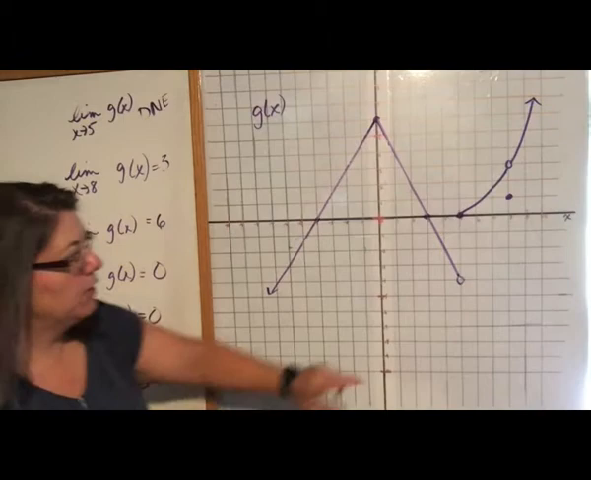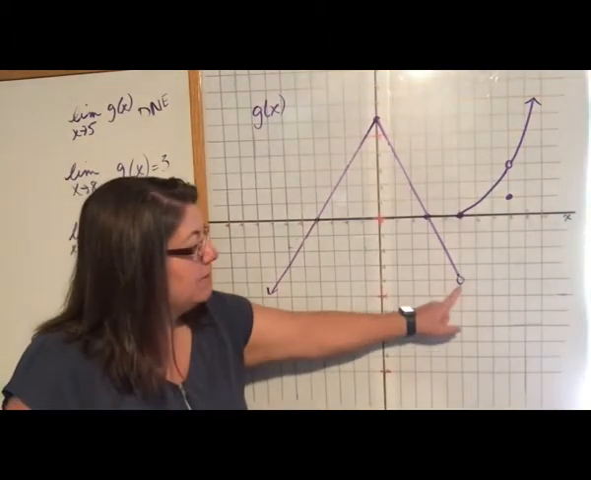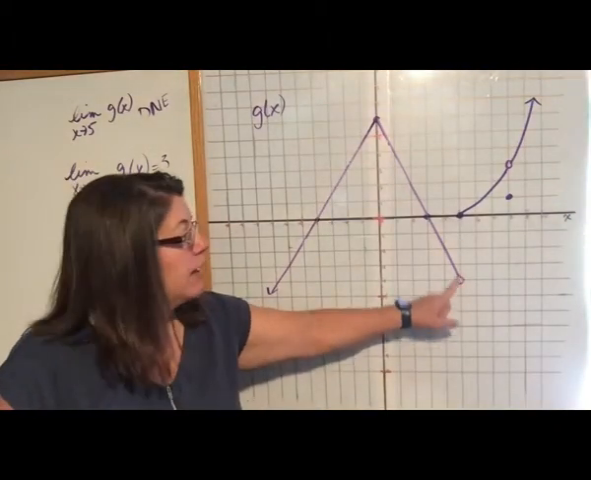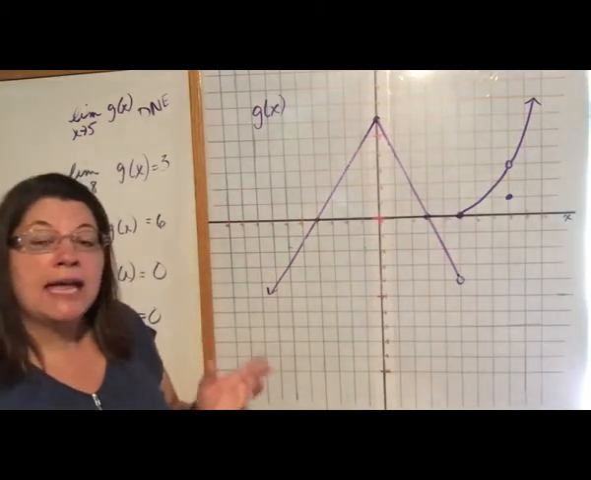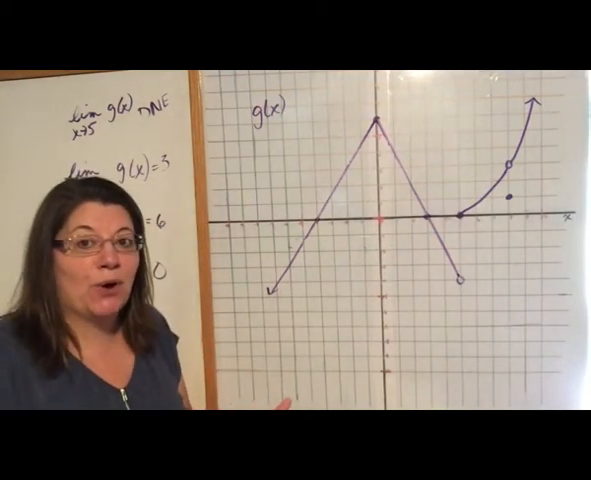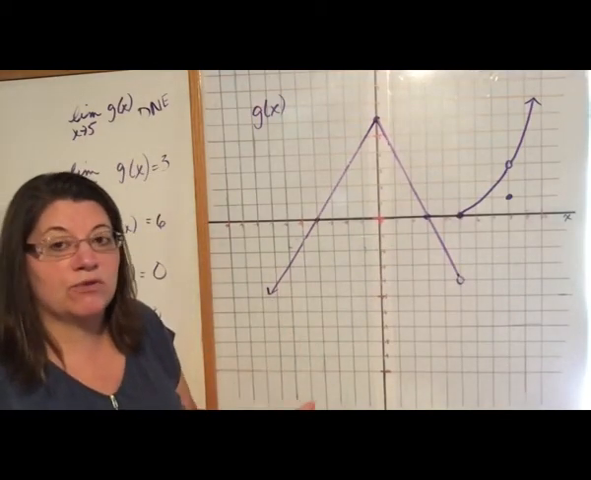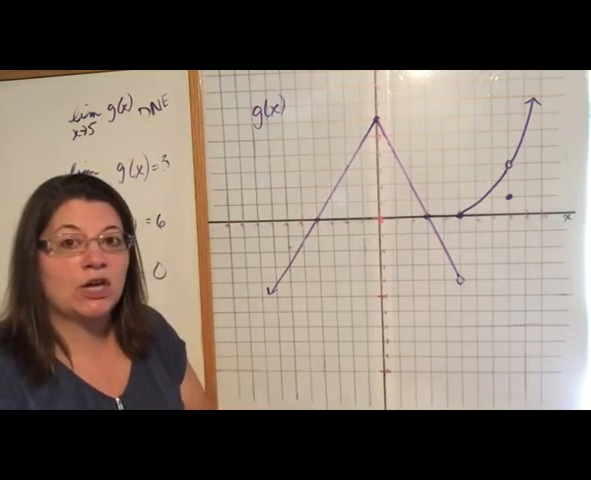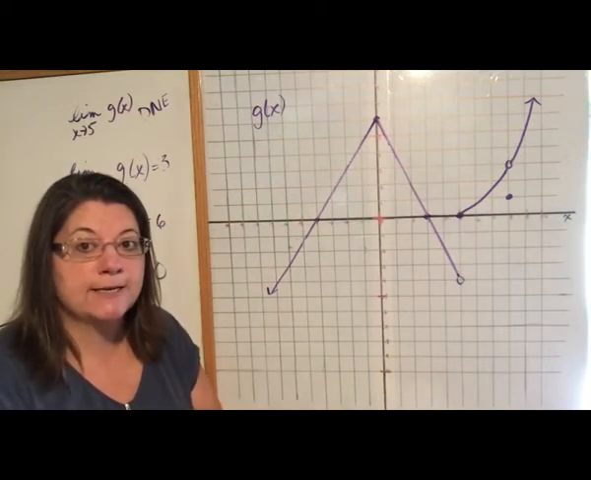I could see people accidentally putting -4. So be very careful there. It's where the solid dot is. If there's no solid dot, if they were both open, we would say does not exist because there's no solid dot that gives us the y value at that specific x coordinate.